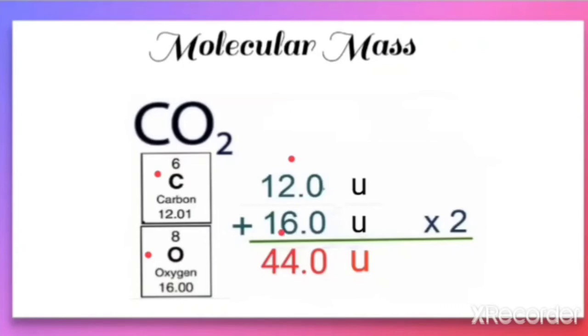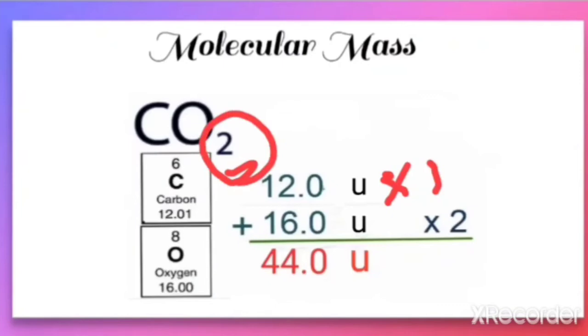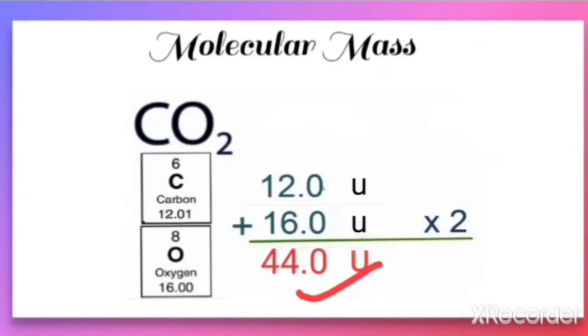Since in this molecule there is only a single carbon atom, we need to multiply with 1 here, and there are 2 oxygen atoms, therefore we need to multiply with 2. So we will make the sum, and we get 44 U. That means 12 plus 16 into 2 gives 44. So 44 U is the molecular mass for the carbon dioxide molecule.